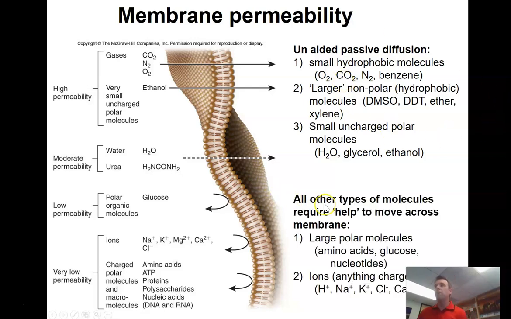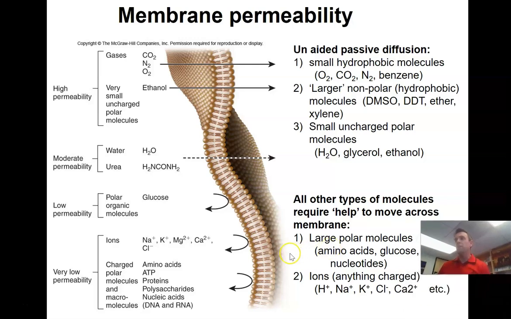And then we get to the parts that really don't get through. If you have a large polar molecule, and basically anything that has a charge, then those things are not going to get through the membrane without help. So again, in quick summary, first is small nonpolar, then larger nonpolar, then small uncharged polar, then larger polar uncharged, and then ions, anything with a charge, and obviously things like DNA, RNA, and those larger charged molecules like proteins. They don't get through at all because not only do they have a charge, they're also huge.